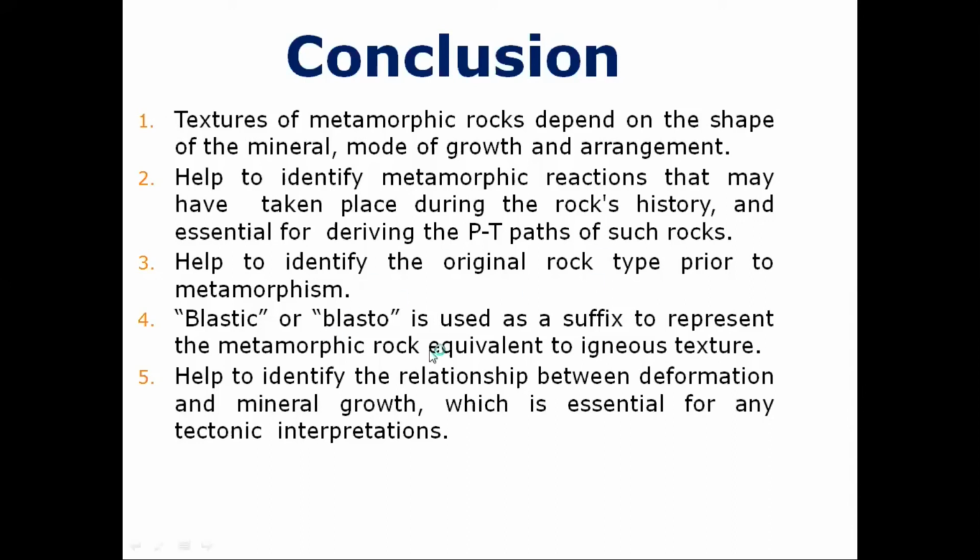Blastic or blasto means that it represents metamorphic rocks that are equivalent to the igneous textures, as I said earlier. So blasto, blastic, like porphyroblastic. If it is porphyritic, it means igneous. If it is porphyroblastic or porphyroblast, then it is metamorphic. Similarly, if it is poikilitic, then it is igneous. But if it is poikiloblastic or poikiloblast, then it is metamorphic. Remember these terms, they are very helpful to identify various petrographic features, especially in metamorphic rocks.